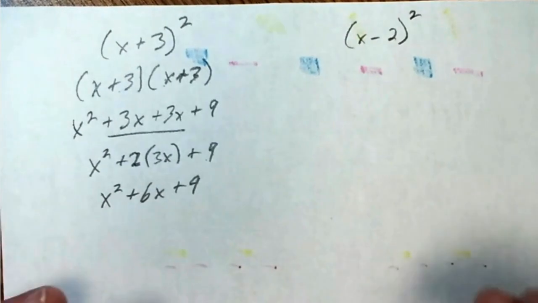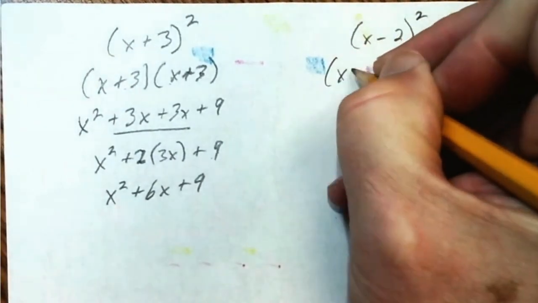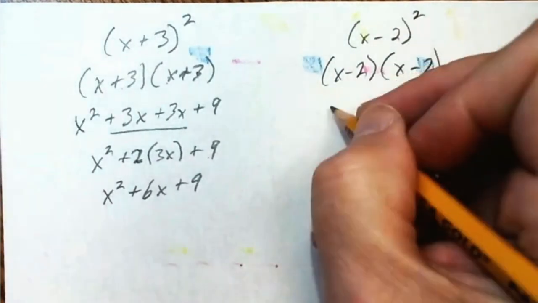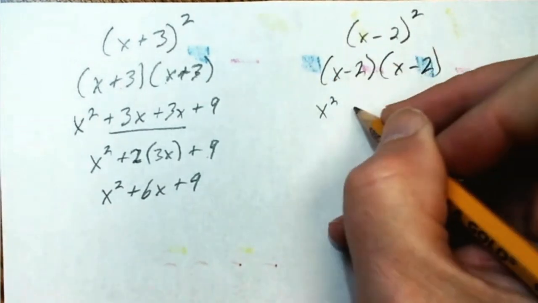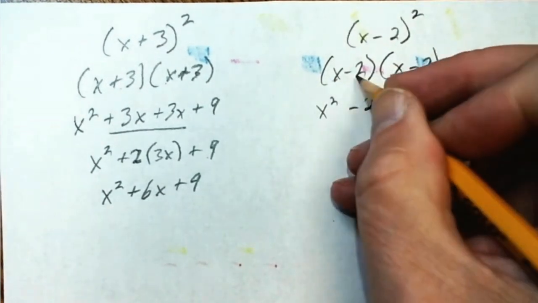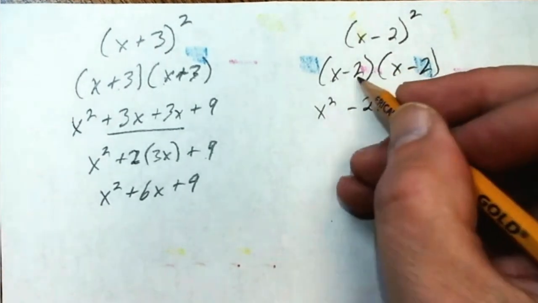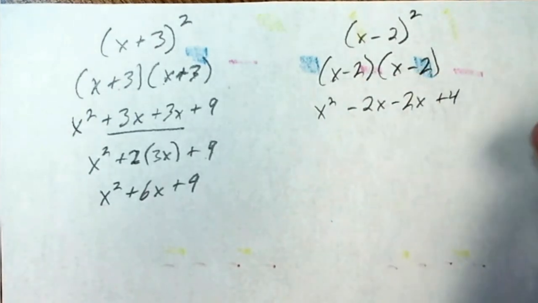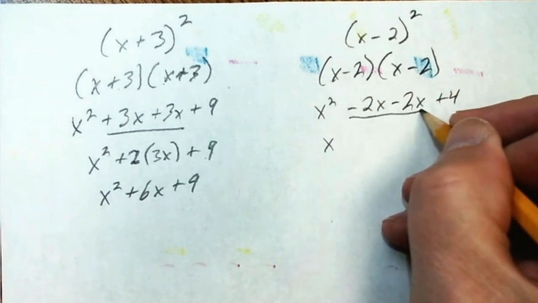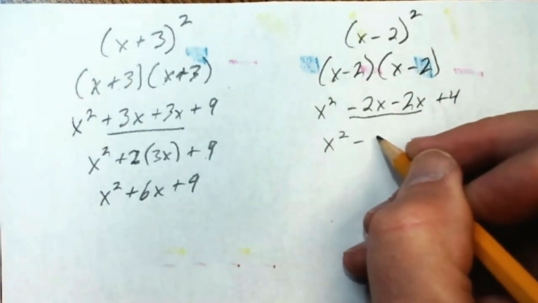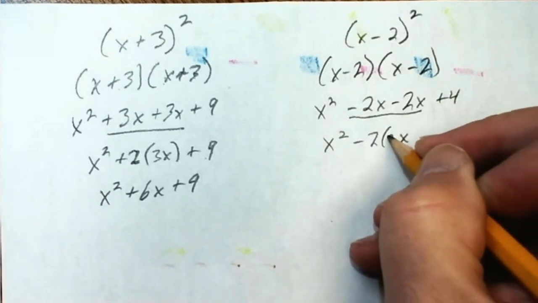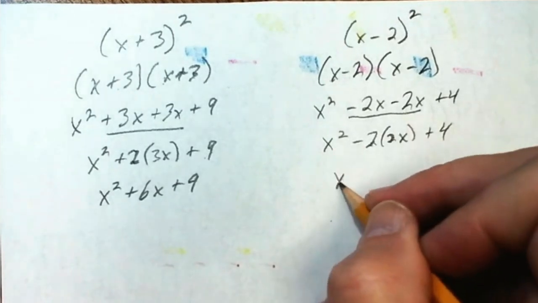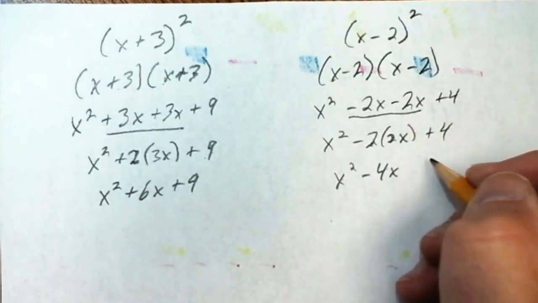Over here, let's see, the x minus 2, this is x minus 2 times x minus 2. X times x is x squared, x times negative 2, negative 2x. Now let's distribute the negative 2 into both those terms. Negative 2 times x is negative 2x. Negative 2 times negative 2 is plus 4. So this really, since we have the middle term, is 2 times 2x plus 4, or x squared minus 4x plus 4.